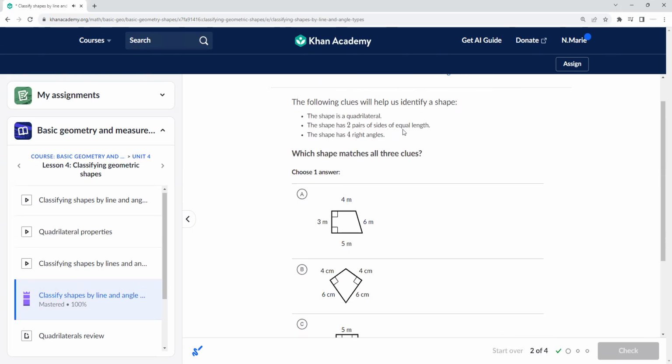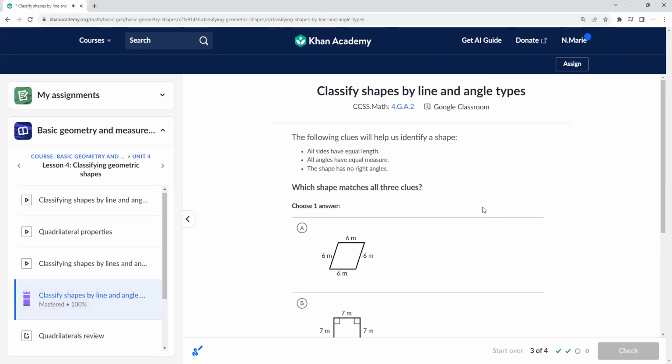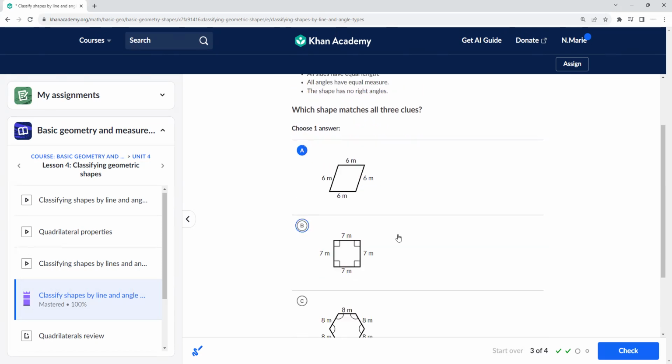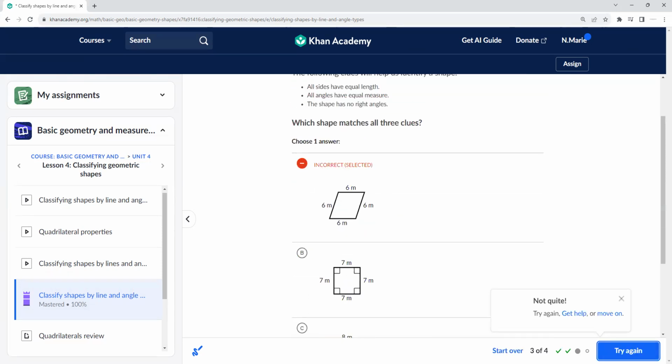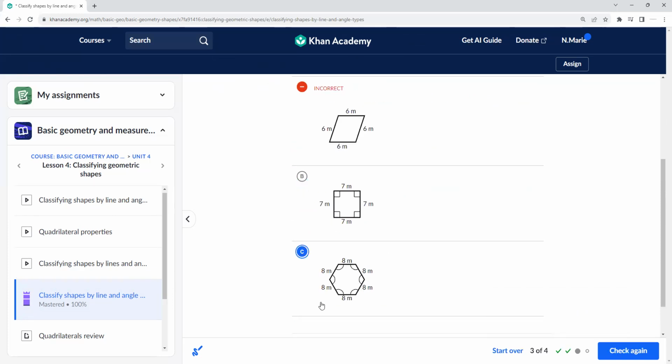Quadrilateral, two pairs of equal side lengths, and four 90-degree angles would be a rectangle there. All sides have equal measures. The shape has no right angles. So that would be this rhombus here. Wait, all equal sides, all angles have equal measures. Sorry, it would be this hexagon.